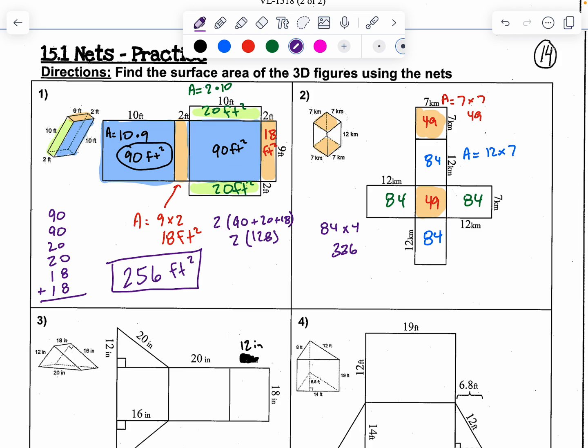I also need 49 twice, and I do know that off the top of my head. That's almost like 100, but not quite. It's 98 plus 98. So 336 plus 98. I do not know that off the top of my head, but if I add 100 and take away 2, it's 434. And this answer is not complete because I need my units. Kilometers squared.